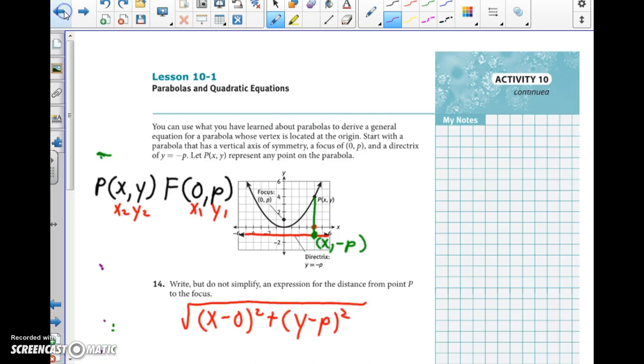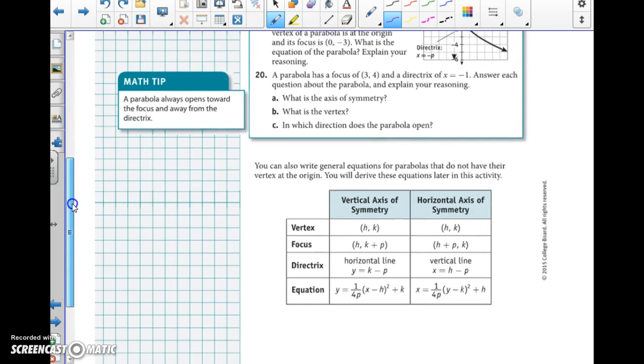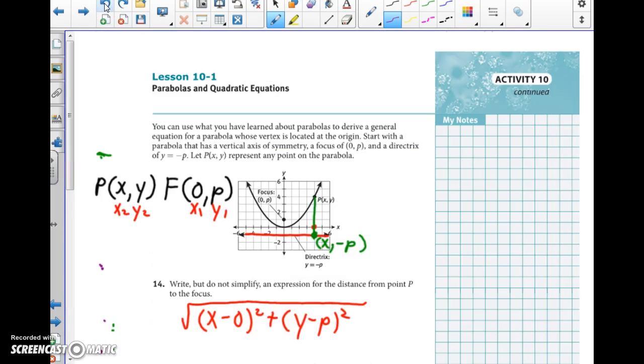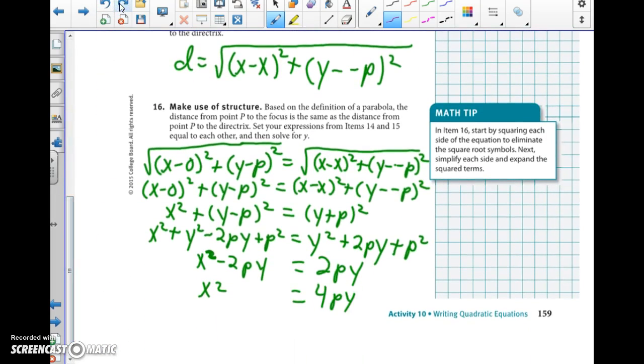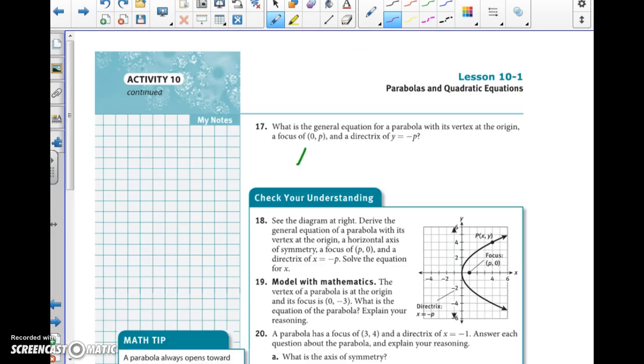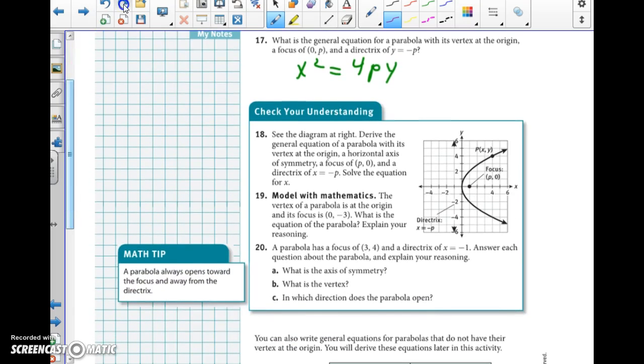Oops, sorry, let's go backwards. So we did it. Now we want this. It equals 4py. It's the same answer. Here's 17, the answer we just got, just writing it down again. Now we're on number 18. Number 18, we're not going to worry about it. It's another derivation. Just cross it out. We're not doing 18.